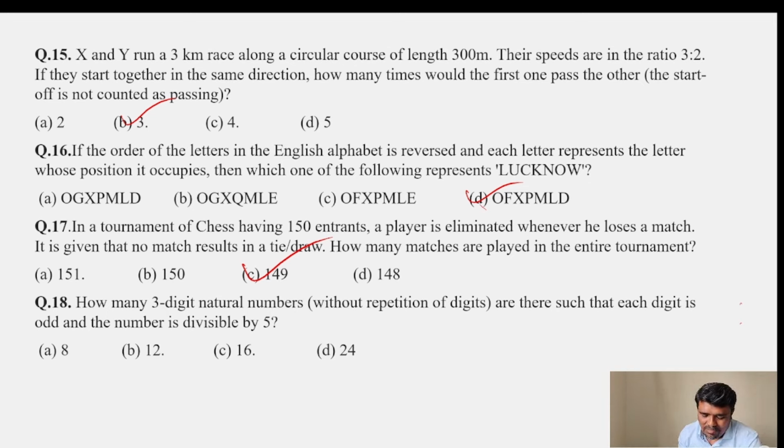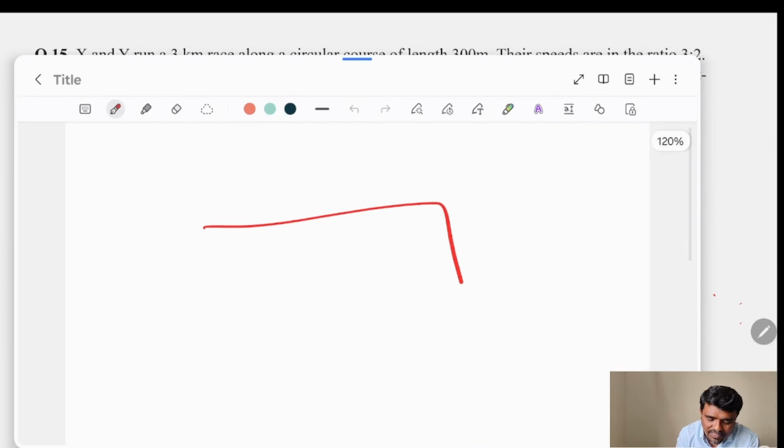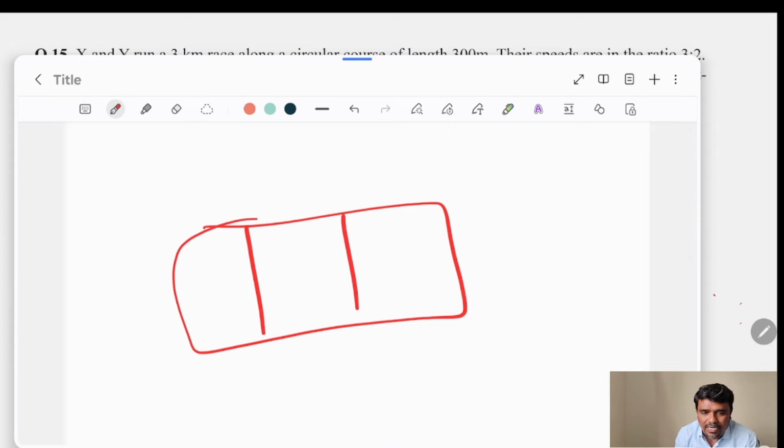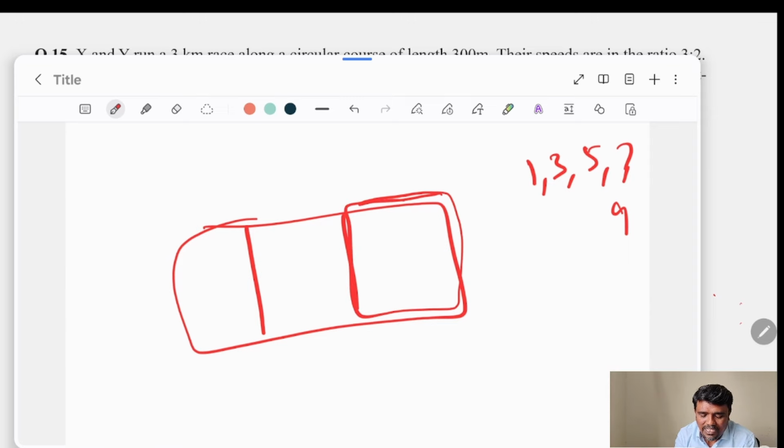How many three-digit natural numbers are there such that each digit is odd and the number is divisible by 5? Divisible by 5, and the divisibility rule. Three-digit number, and each digit is an odd digit. It's mentioned: 1, 3, 5, 7, 9 only I have to choose. And it should be divisible by 5. That means this place must be 5 only, not even 0, since 0 is not an odd digit.